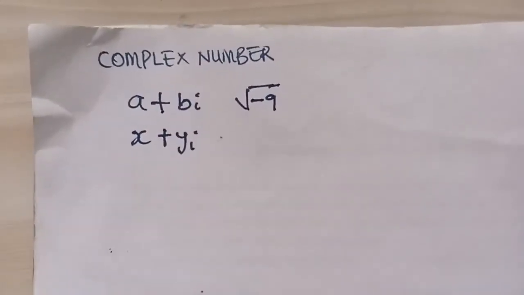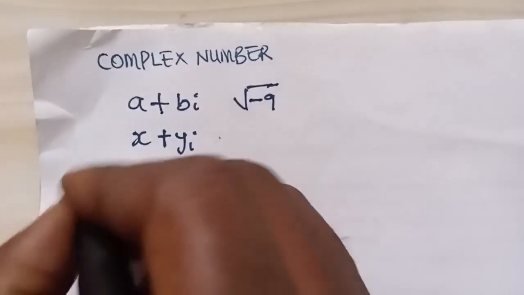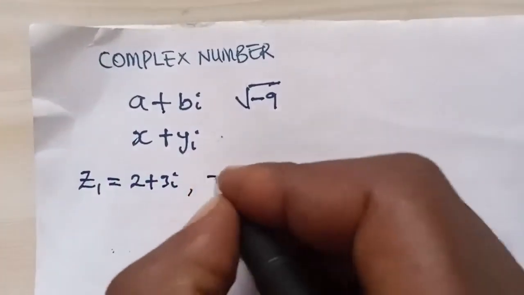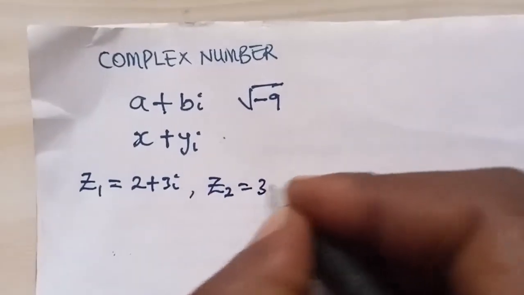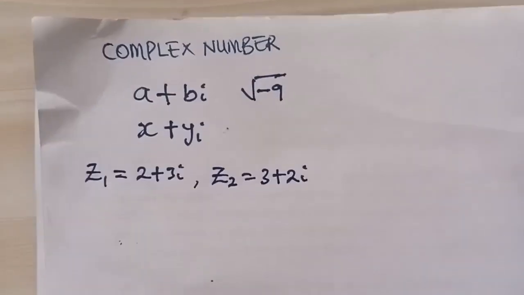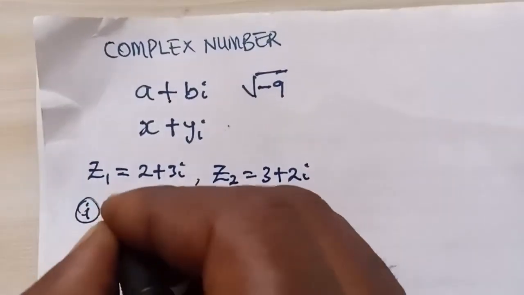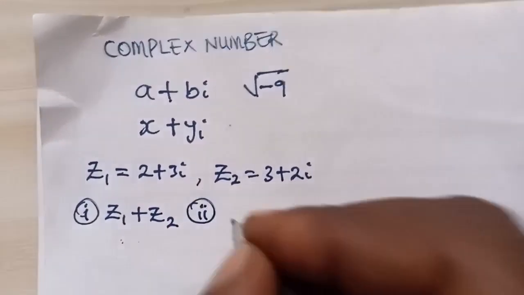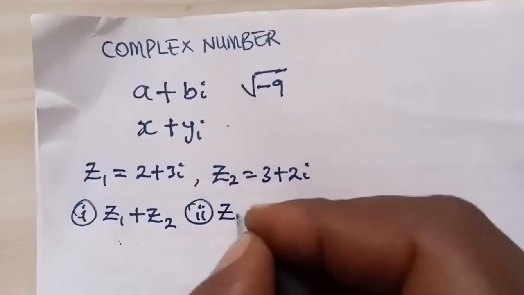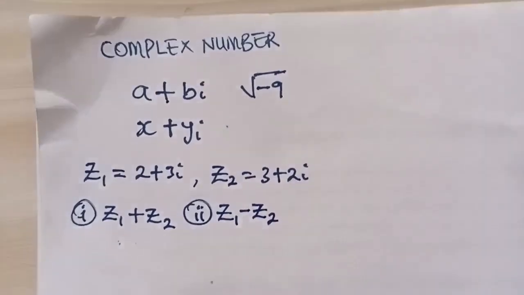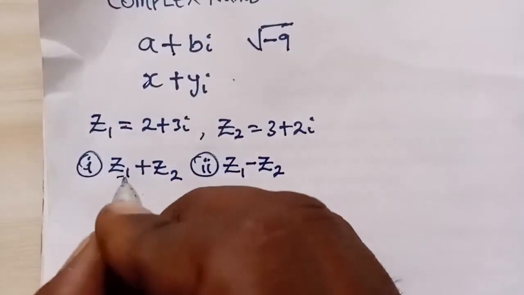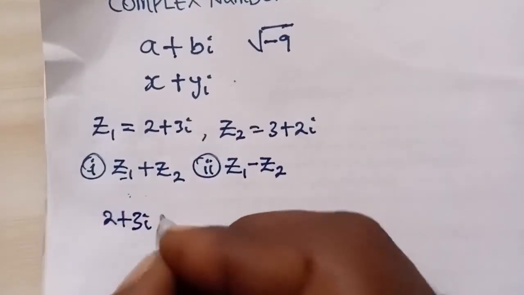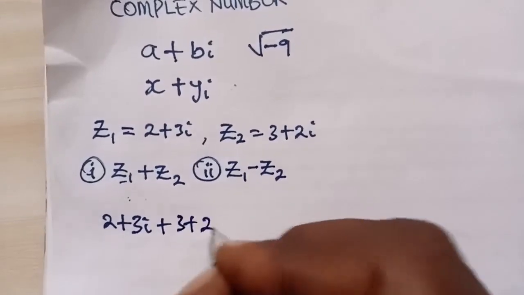Let's look at addition of complex numbers. For example, if I have that z1 is equal to 2 plus 3i, and I have that z2 is equal to 3 plus 2i. Now, find z1 plus z2. And second question, find z1 minus z2. Now, let's go. The first one, z1 plus z2. Our z1 is 2 plus 3i. And our z2 is 3 plus 2i.